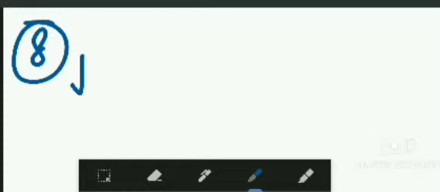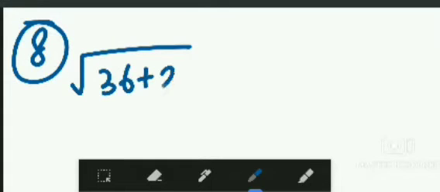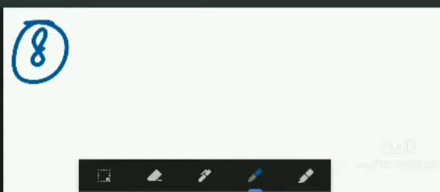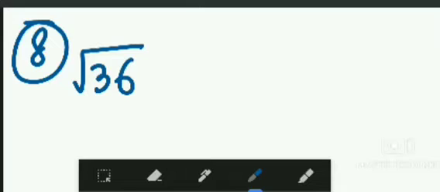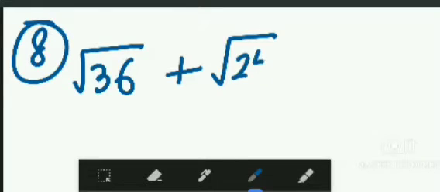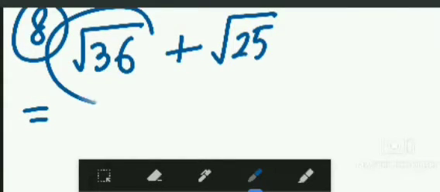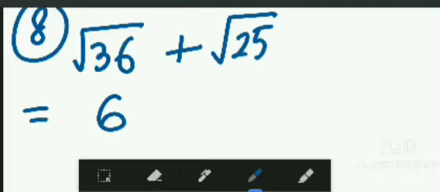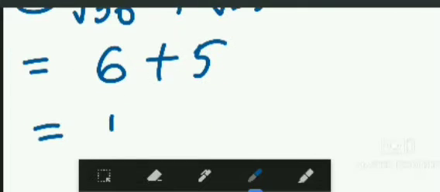Okay, so write down in this way 36 plus 25, both the square roots are separate. Write down root 36, and then write plus, and again start a root and then write 25. Now we know that the square root of 36 is 6, and the square root of 25 is 5. So write in this way and you will get 11.